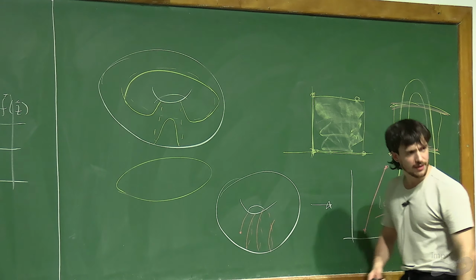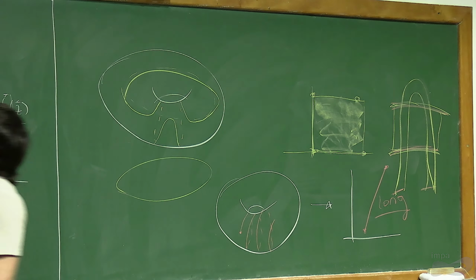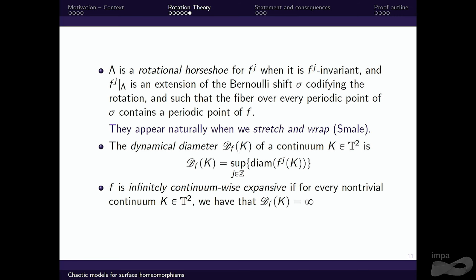okay? And this is a technical definition: I will say that F is infinitely continuum-wise expansive if every non-trivial continuum has dynamical diameter equal to infinity. So what I'm saying is that every non-trivial continuum, when you start to iterate it, the supremums go to infinity. So it basically stretches. You may very well think of pieces of stable or unstable manifolds. Okay? Questions?